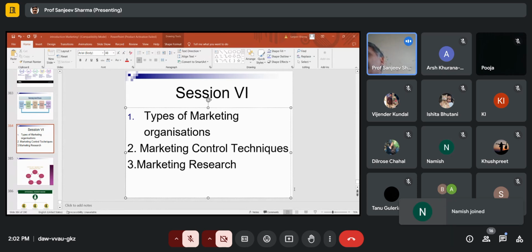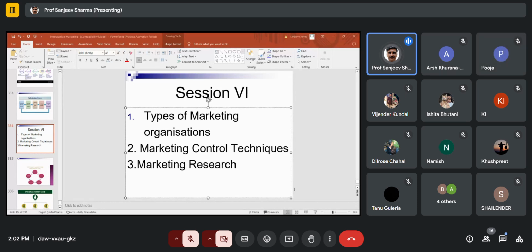Please look up. One is with regard to types of marketing organizations. Second is with regard to the various ways in which you control your marketing efforts. And third is the steps involved in marketing research. So these are the three important topics.